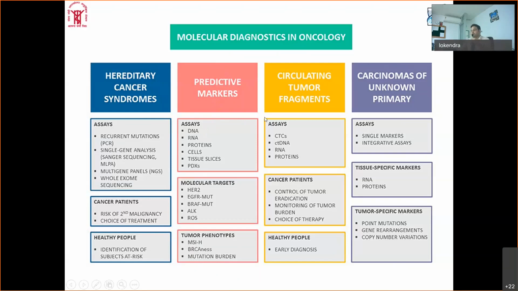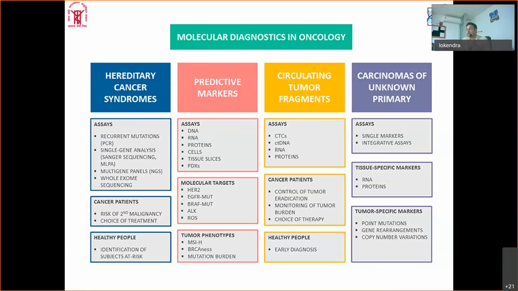In addition to that, circulating tumor fragments can also be used in molecular diagnostics, in which one identifies circulating tumor cells in the circulation. So there is a tumor, it releases certain tumor cells in the circulation, and those can be detected. For example, in flow cytometry, we can detect those circulating tumor cells if they are present. In addition to that, circulating tumor DNA. So there are certain cells in the circulation representative of the tumor. They also release certain molecules, including DNA or proteins, so that can also be detected.